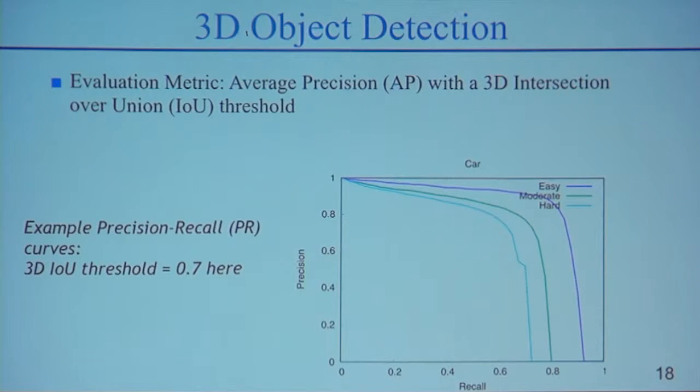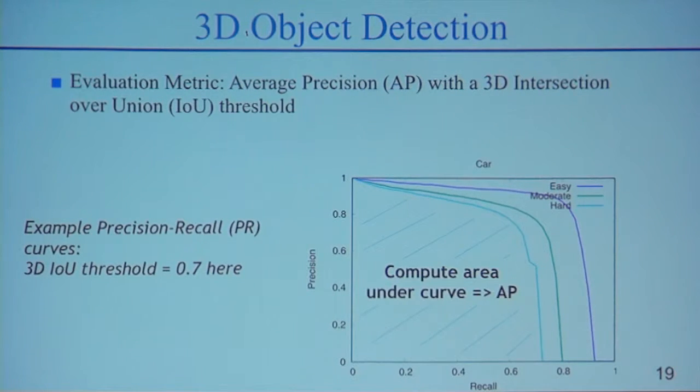The evaluation metric is average precision with a 3D intersection over union threshold with respect to the ground truth. One example PR curve is going to be something like this, and if you look at the area, that's your average precision. For this, the 0.7 means that you only call it a detection if the box overlaps with the ground truth by more than 70%.